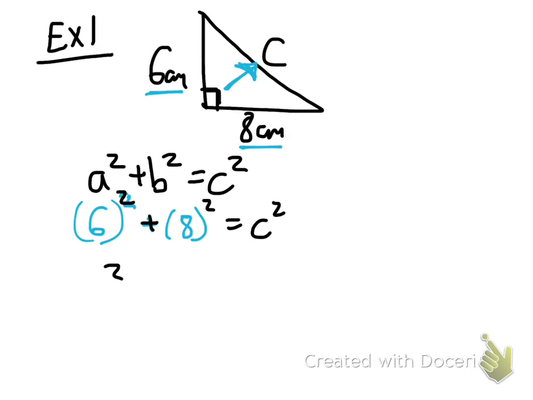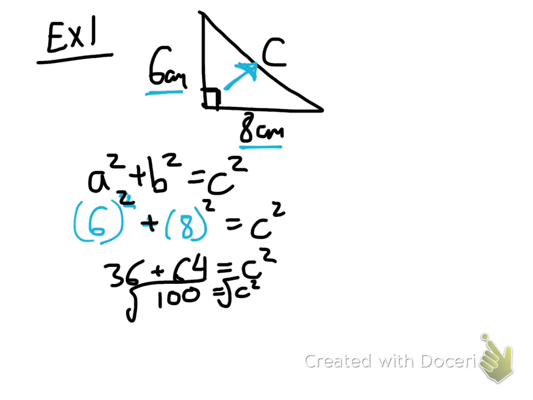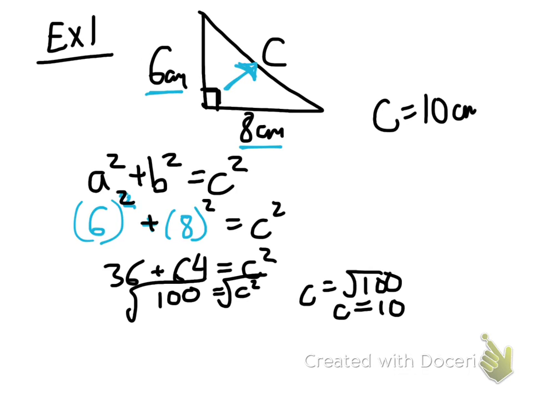So we're going to go ahead and just solve and find the unknown. So 6 squared is 36, 8 squared is 64, equals C squared. 36 plus 64 is 100. 100 equals C squared. To get rid of a square, you need to take the square root of both sides. So C equals the square root of 100. C equals 10. And so the length of the hypotenuse, C, equals 10 centimeters.